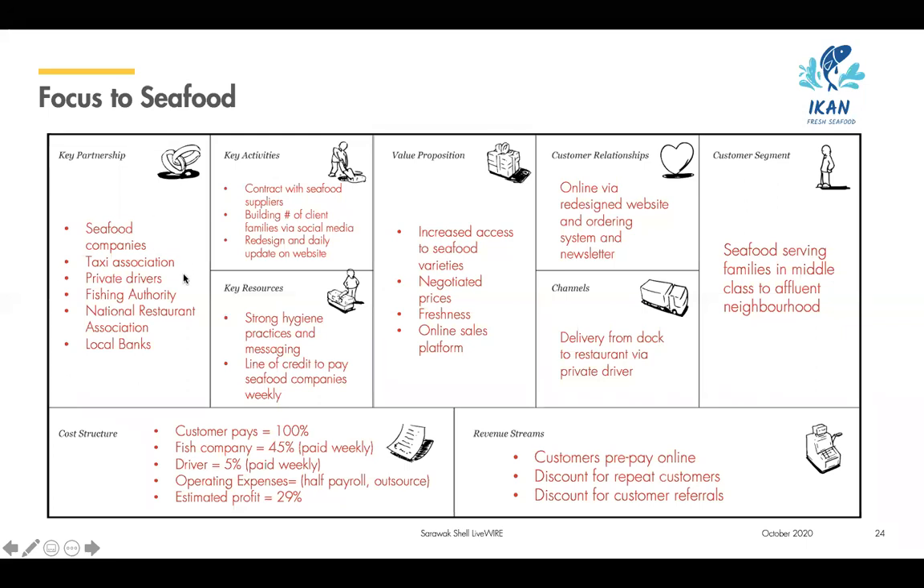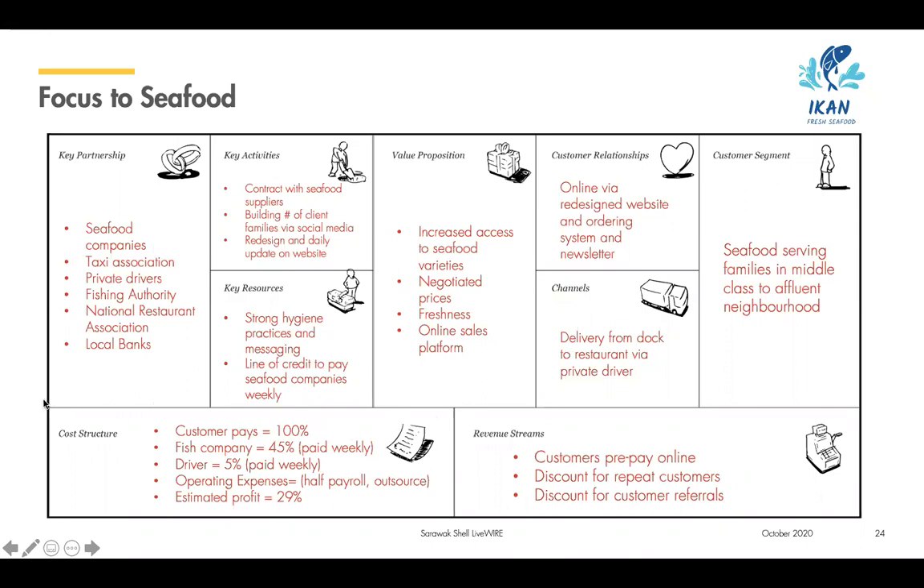Not much changes on key partnership, but there are some changes in revenue stream. Customer prepay online, meaning that they pay first and then we'll send the food. If you are purchasing again, we offer discounts to customers, and because this is a new market, they have this strategy where there's discount when you refer to a different customer or a new customer. So this is the revenue stream that Ikan Fresh Seafood has developed.